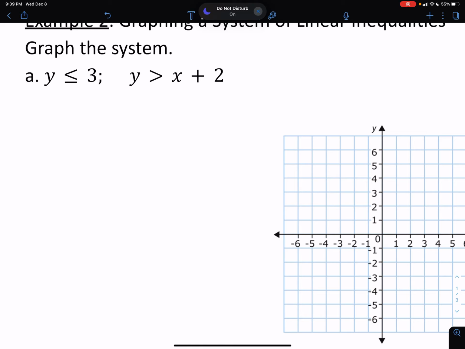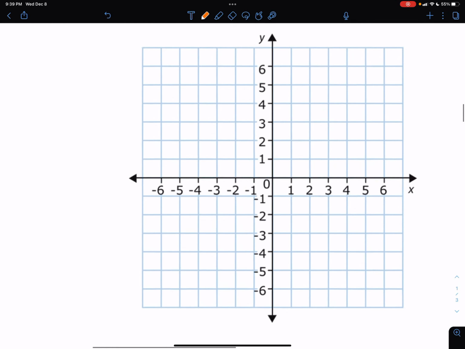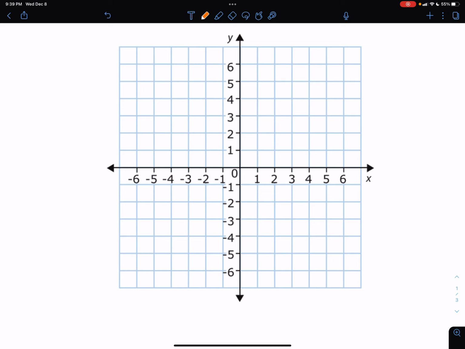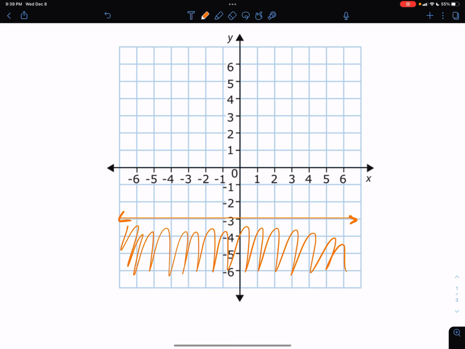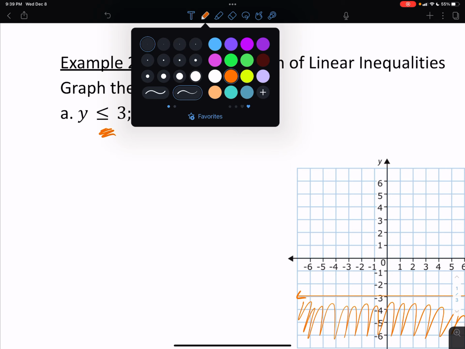I have y is less than or equal to 3. Let me graph that real quick. I'll do this in orange. Y is less than or equal to 3. Remember, less than or equal to, that's a solid line at 3. And because it's less than or equal to, I'm going to shade below. Remember that, I'll explain here.